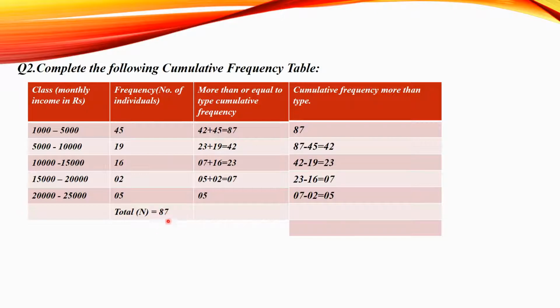There are two methods of finding the cumulative frequency more than type. Now this 87 we can write in the first column. 87 minus 45, the answer is 42. 42 minus 19 is 23. 23 minus 16 is 7. 7 minus 2 is 5. So both the methods give the same result.